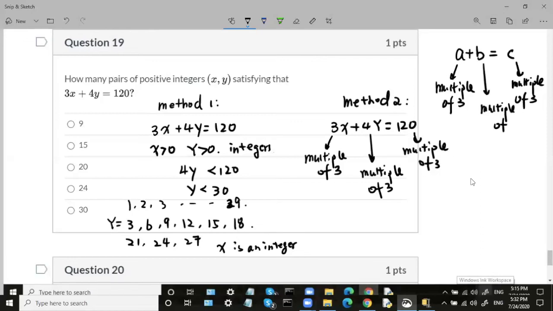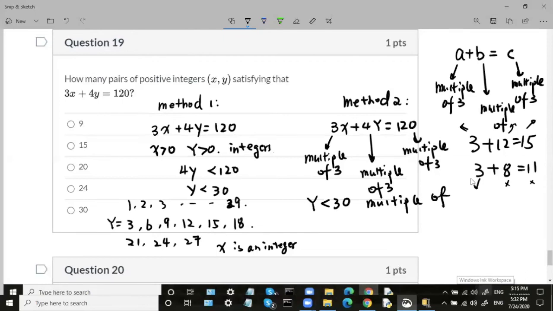So for example, we have 3 plus 12 equals 15. 3 is a multiple of 3, 12 is a multiple of 3. So if we have 3 plus 8 equals 11, 3 is a multiple of 3, this is not, so 11 is not. Okay, so then we know 4y has to be a multiple of 3, and y should be less than 30 and a multiple of 3. So then we have y equals 3, 6, you know that list, okay? 9, 12, 15, 18, 21, 24, 27.